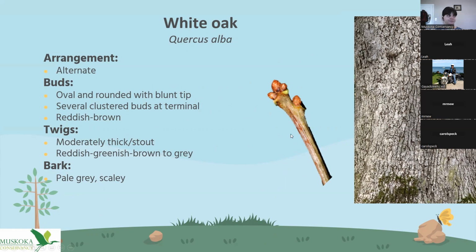reddish brown color. The twigs, similar to red oak, are thick and stout, and they tend to have, for white oak, a more reddish green to brown color, sometimes gray too, so it's quite variable for the white oak. The bark is a pale gray, and it tends to be quite scaly. So that is it for our deciduous species.